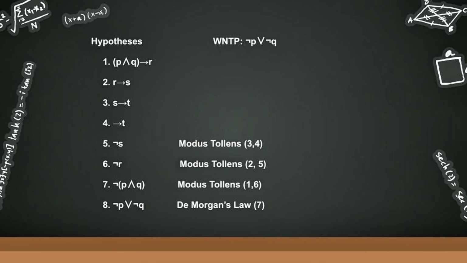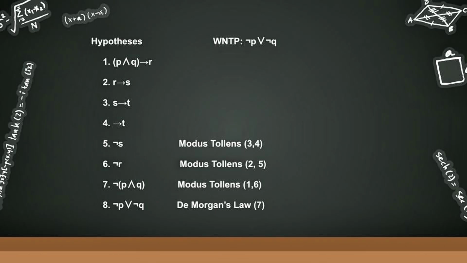So the first thing we did is we used the modus tollens for 3 and 4. S implies T, negation of T, therefore negation of S. Next, we use the modus tollens for 2 and 5 to get the hypothesis number 6. So R implies S and negation of S, therefore negation of R.